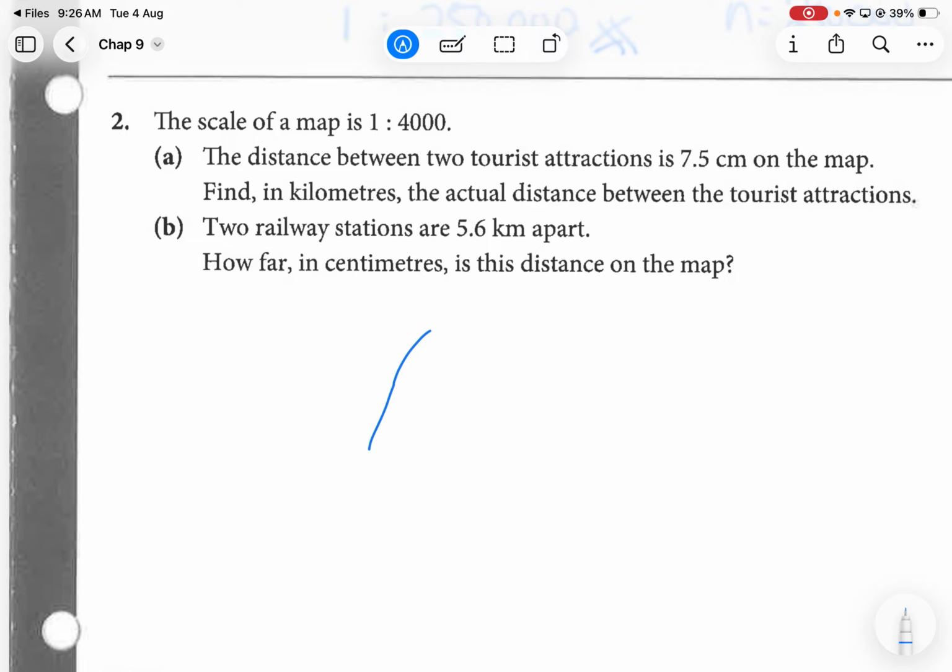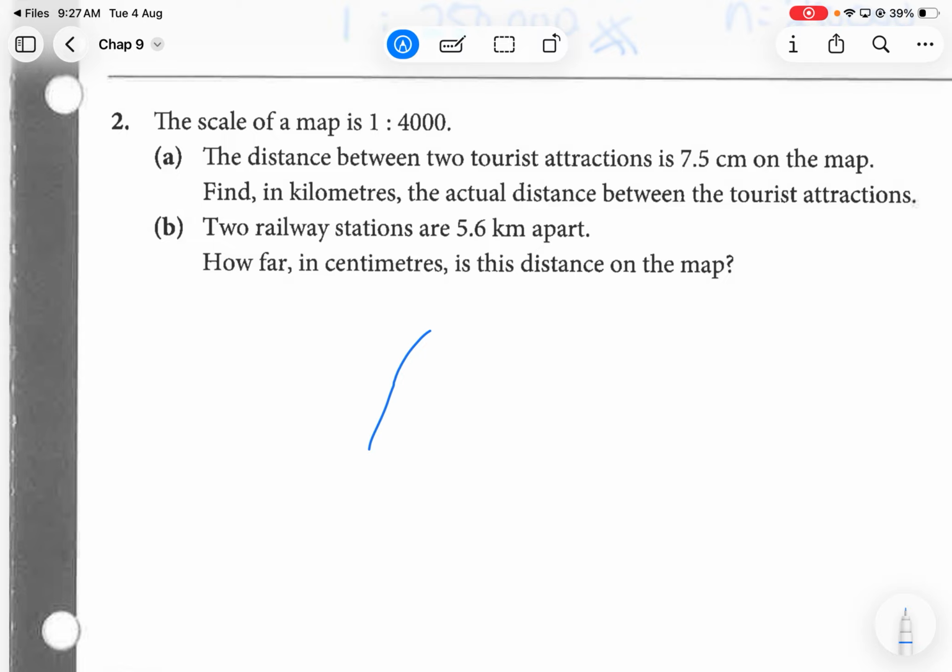Because here I am in cm, here is also cm, ratio. I multiply 7.5 cm, so on the other side becomes 30,000 cm. When the scale is like that, it doesn't have any unit. Whatever unit you put, it will be the same unit on both sides. But now, they want me to find in kilometers. So I cannot leave my answer as 30,000 cm.